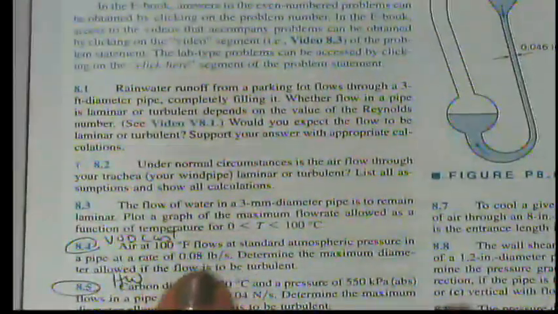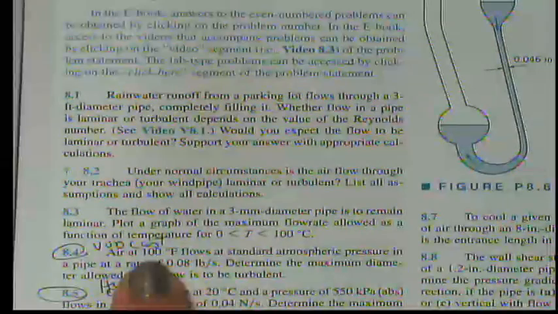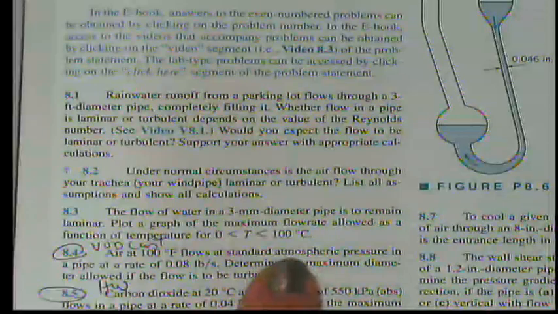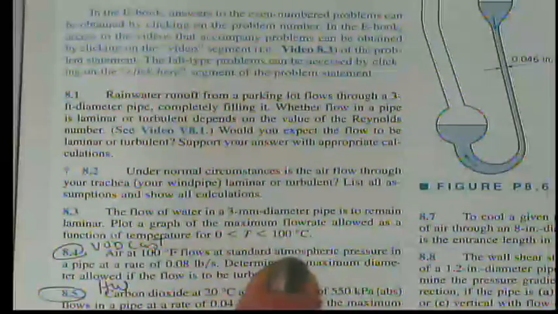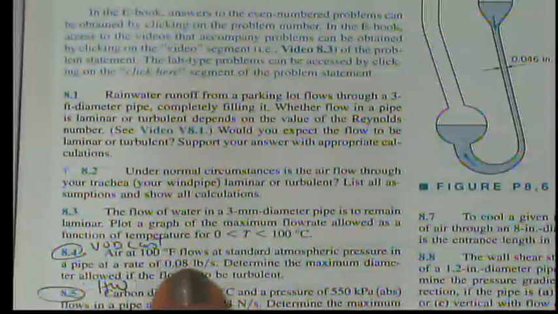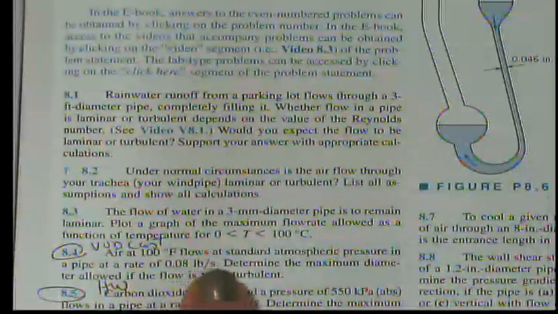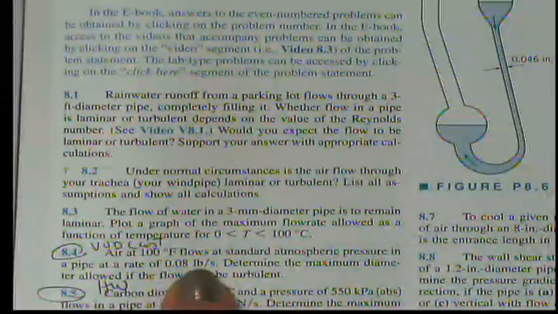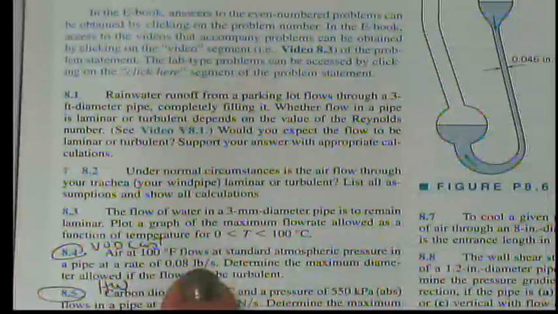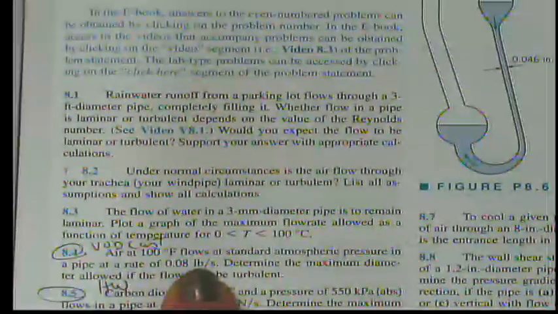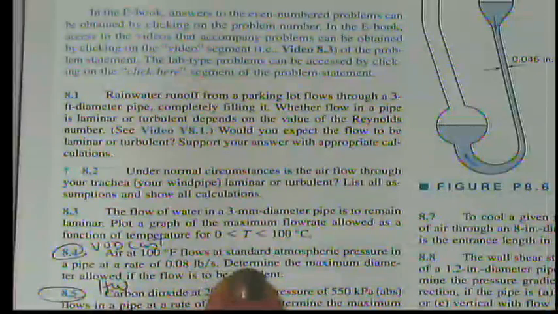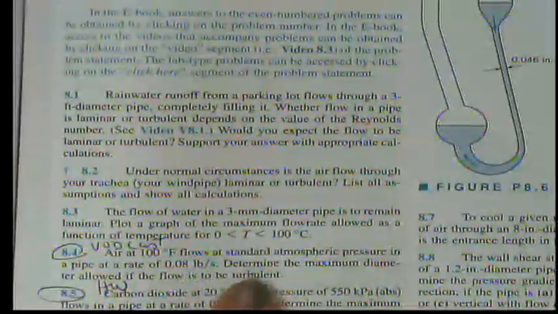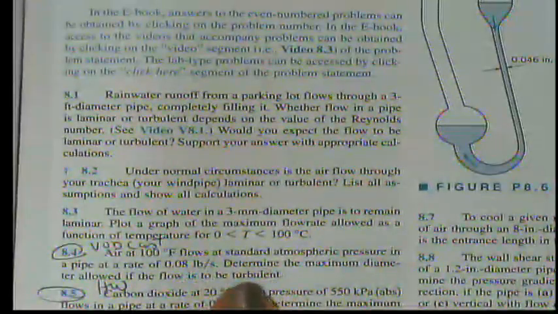If you read through 8.4, this is what it's asking us. It says we have air that exists at 100 degrees Fahrenheit, and it flows at a standard atmospheric pressure, that would be approximately 14.7 psi, in a pipe at a rate of 0.08 pounds per second. Now that might be a mass flow rate, or it might be a flow rate of weight. The way that this is written is a little bit indeterminate, but it's going to turn out to be the same number and the same value, because a pound of mass weighs a pound of force. Determine the maximum diameter allowed if the flow is to be turbulent.